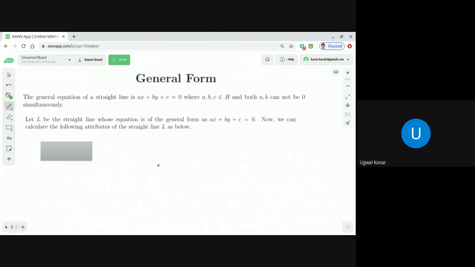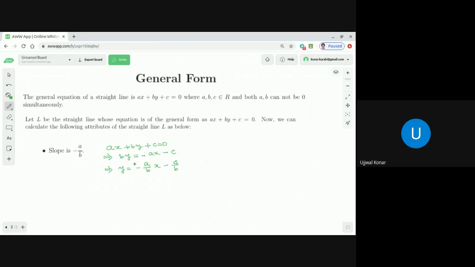So how come? Let me show it to you. So what is the equation? Equation is that ax plus by plus c is equal to 0. Now from this equation, what you can write is that by is equal to minus ax minus c. So from here you can write that y is equal to minus a by b into x minus c by b.